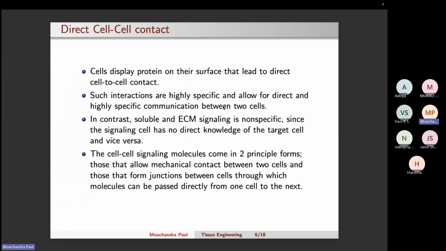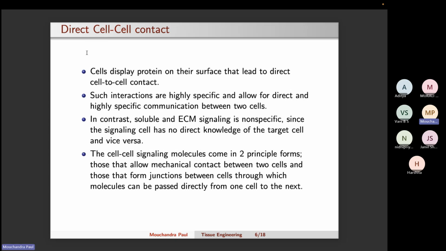Now, another way through which the coordination of cellular processes happens between the cells is through direct cell-cell contact. A cell is in contact with the ECM in a tissue, as well as with other neighboring cells, right? Tissue is composed of cells, and cells can communicate with other cells by secreting soluble signals, but they can also directly communicate with the cells directly adjacent to them.